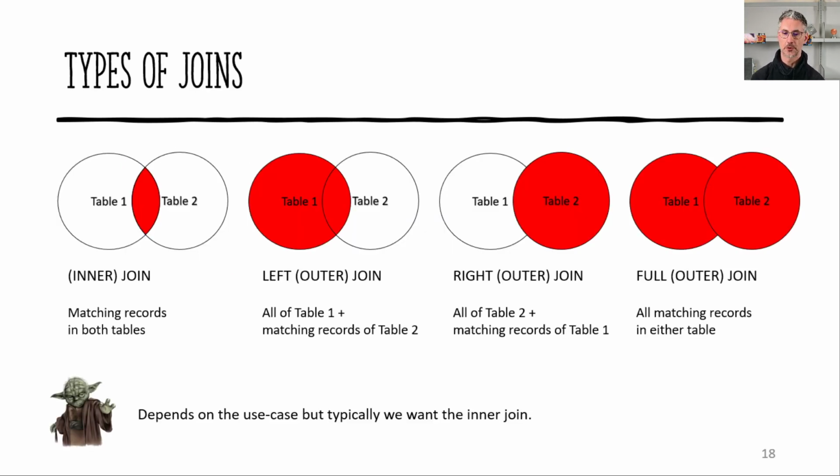There are different types of joins illustrated here. We have the inner join. This matches the red area, the overlap. We have the left outer join, the right outer join, and the full outer join. Essentially, as you can see from this Venn diagram, it shows which part of the union or the intersection of the two tables we look at. What we actually need depends on the use case, but mostly we want the inner join, where we have the overlap between the two tables, or in other words, the matching records in both tables.